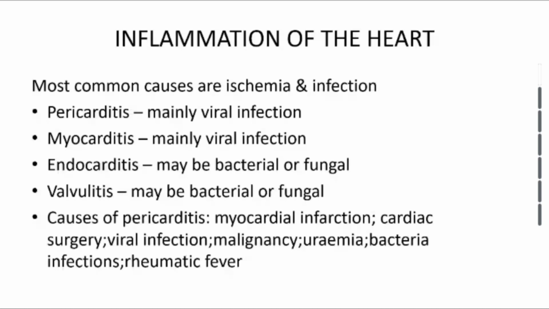Viral infection, as we've already said, and malignancies, although malignancies in the heart are usually rare, but they can be there. Also uremia. Uremia is a scenario where there is renal failure and an elevated level of urea within the blood, and this in itself can cause the pericardium to become inflamed. Bacterial infections can cause pericarditis. And then rheumatic fever, which we'll look at shortly, is another thing that can cause pericarditis.